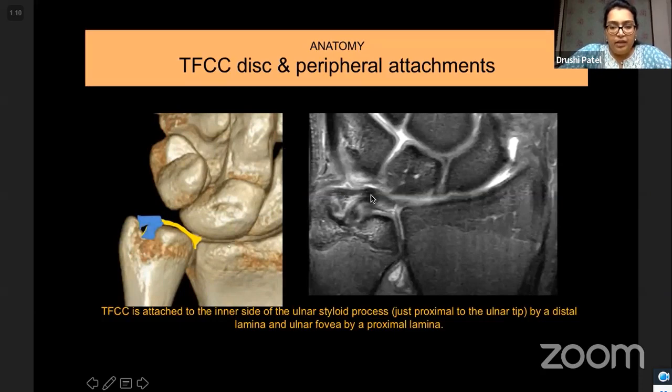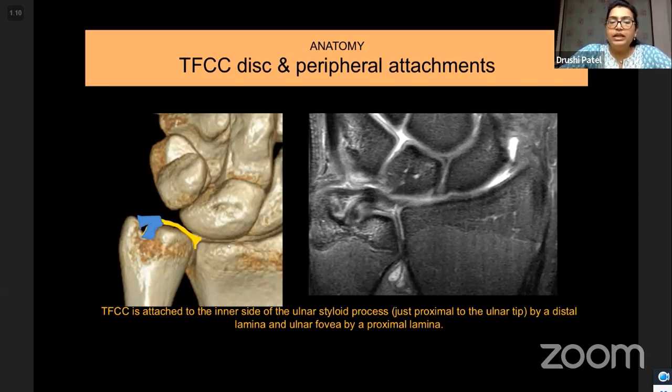Now, at the ulnar part of the disc, there are two attachments. One attaches to the ulnar styloid process, and the other attaches to the fovea. In between that, there is some loose connective tissue which shows a little brighter signal and should not be mistaken for a tear. Also, because of the curvature of the foveal attachment, it may have a little intermediate to hyper signal. So it is important to look at the continuity of these fibers.